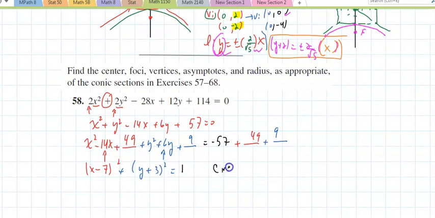We would say this is a circle. Again, the other one is the graph. Graphing is the easy part, in which the center is at 7, negative 3, and we have a radius of 1. And that's how you do the rest of those. Complete the square, and there it is.